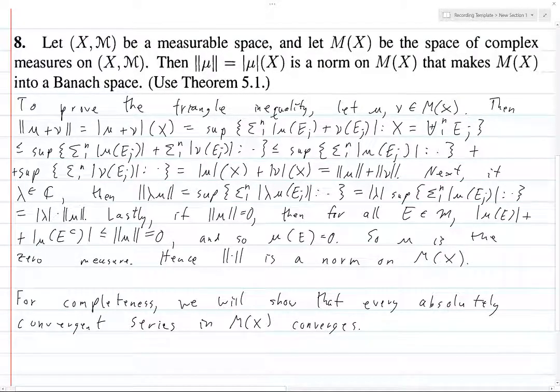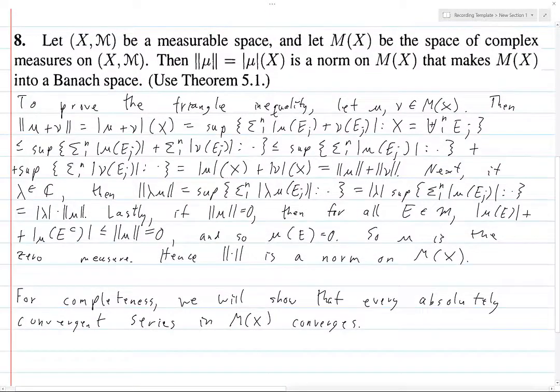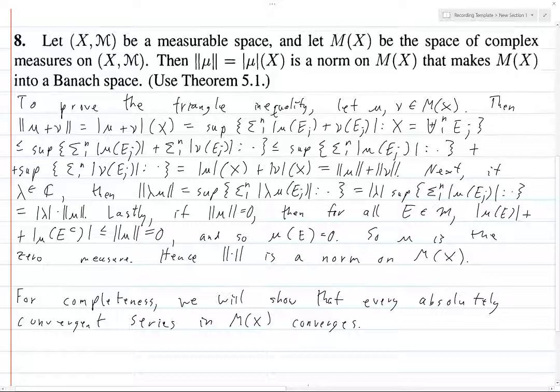Although, yeah, you might as well have said, instead of theorem 5.1, like, when he says, oh, just use theorem 5.1, you have to flip back and look, oh, what is that thing that he proved? But it's just: use that absolutely convergent series converge.